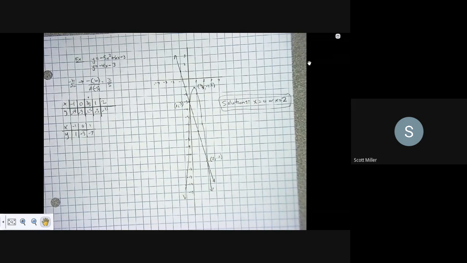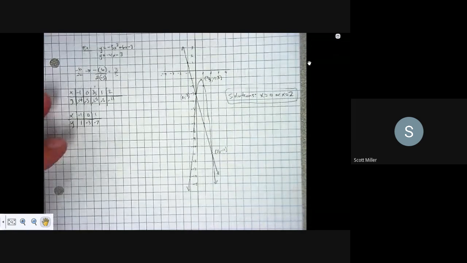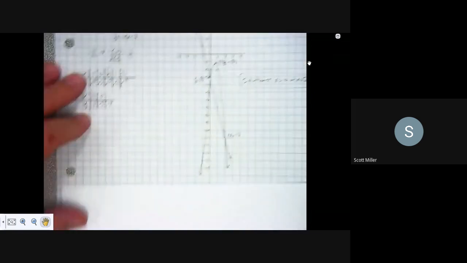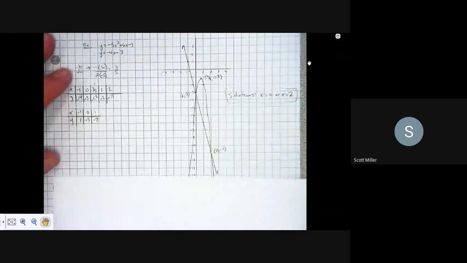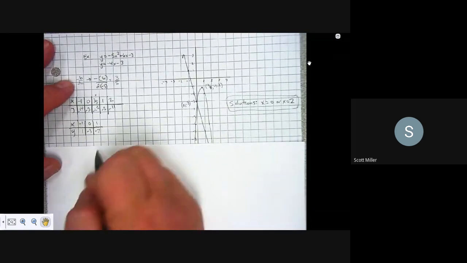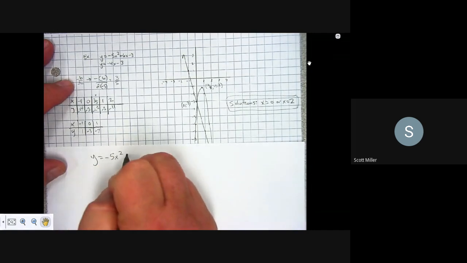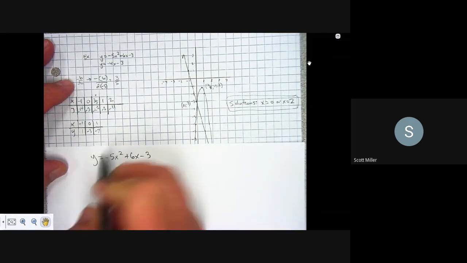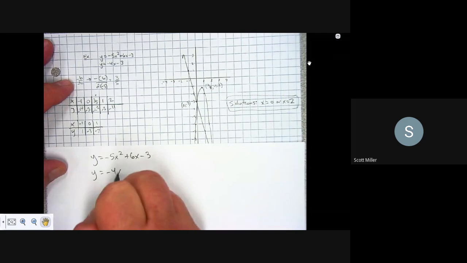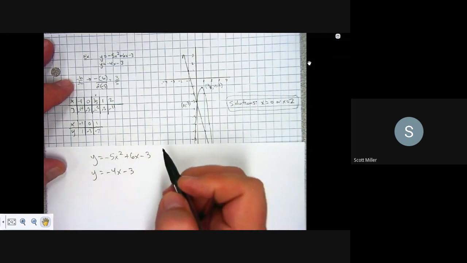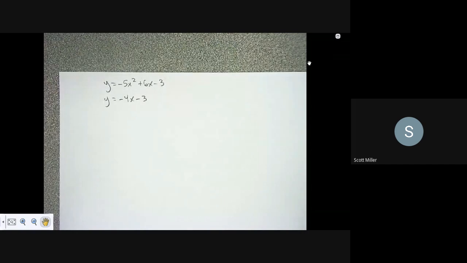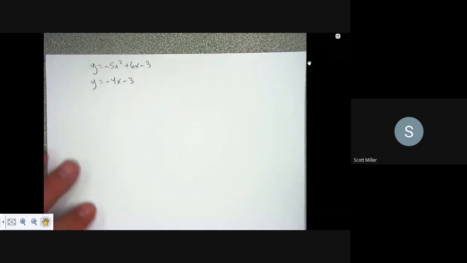So the next thing I want to do is, how do I solve something like this algebraically? How do I solve it algebraically? And for that, I'm going to use this paper right here. We're actually going to show the same solution here so you can see it done. So algebraically, so we're going to do y equals -5x² plus 6x minus 3, and y equals -4x minus 3.